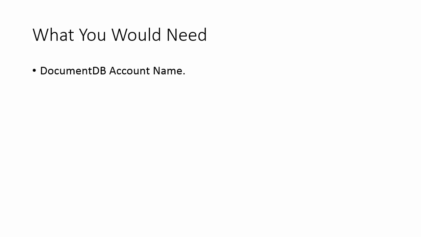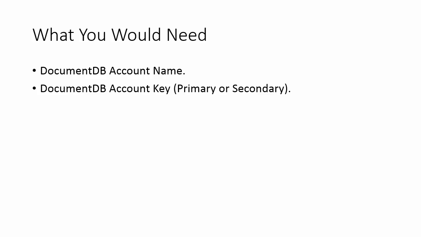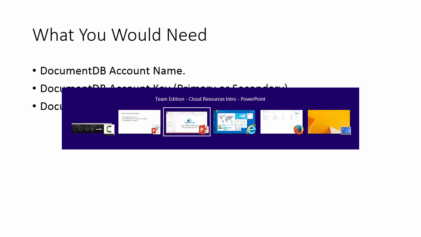First, you would need the DocumentDB account name. Then you would need the account key. It could be either the primary or the secondary account key for the DocumentDB account. And the third thing that you would need is the location, or rather data center location, where this DocumentDB account is located. And we can find this information from Azure Management Portal. So let's head on to Azure Management Portal and see how you can find this information.